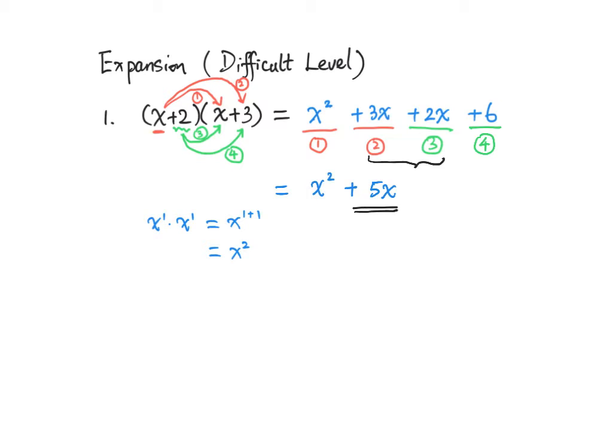And then we have another term, positive 6. So we just copy it down. So the final answer for this question is x squared plus 5x plus 6. This is the final answer. All the terms are unlike terms and they are arranged in descending order: power 2, power 1, and constant.